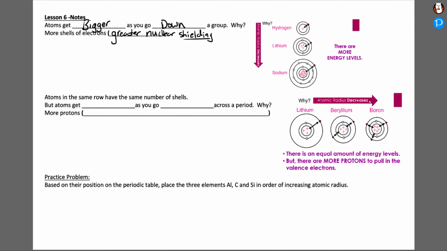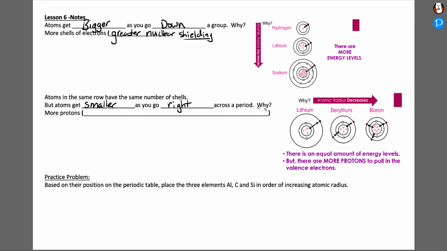What about moving across the periodic table, so going from left to right? Well, the radius of atoms, or the size of those atoms, would decrease. So they get smaller as you go right, from left to right across a period.